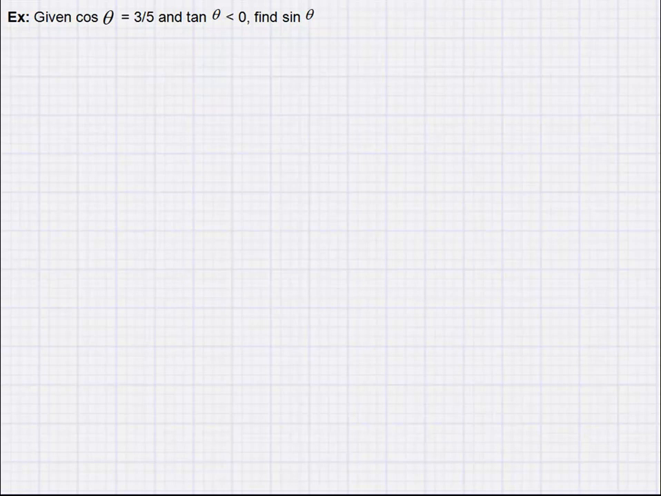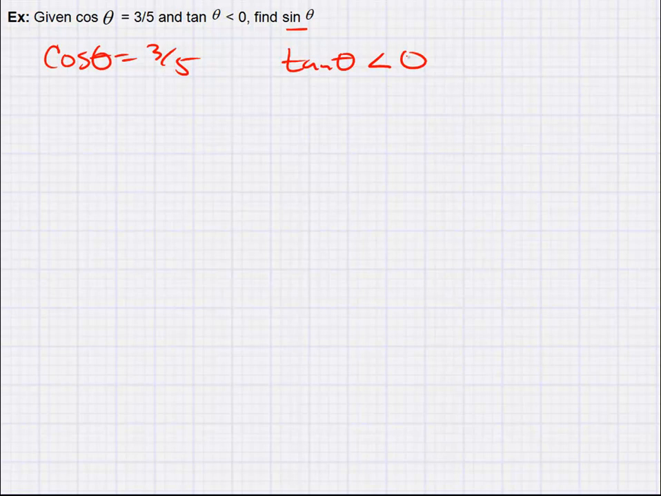Here's another problem. Different information, but same kind of problem in that what you want to do is find the sine of some angle. So I find the sine of theta. We don't know what theta is, but we got some information about it. So what they told us is that the cosine of theta equals 3/5. And the tan of theta is negative, less than 0. What I would like to do with most of these is I like to draw a picture.